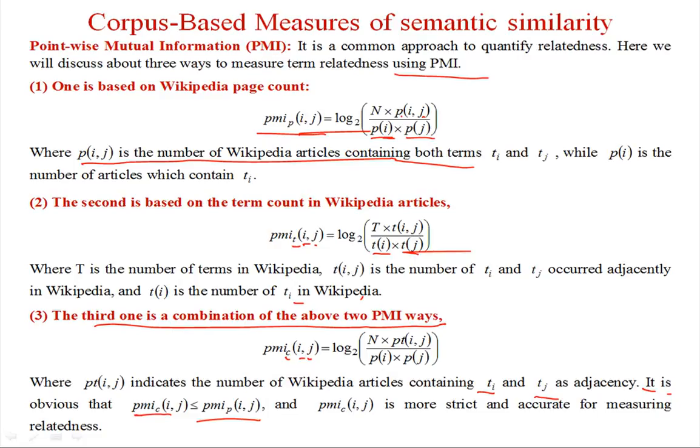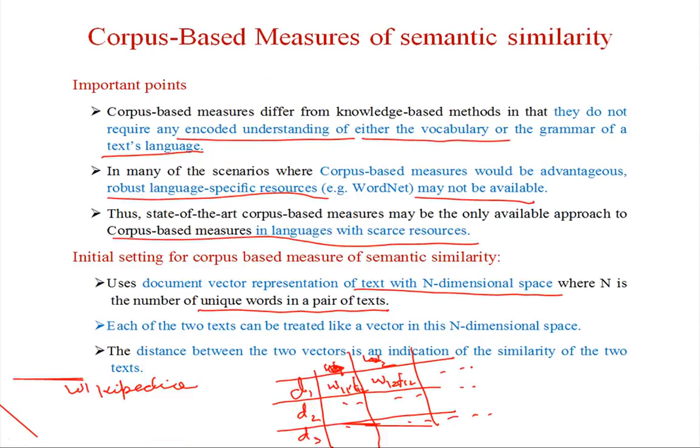This is more strict and accurate for measuring relatedness, where Pi is equal to the number of Wikipedia articles which contain term Ti, and Pj is equal to the number of Wikipedia articles which contain term Tj. To handle situations where two terms occur in adjacency, we can make some change in the representation of Wikipedia articles to recognize such terms.